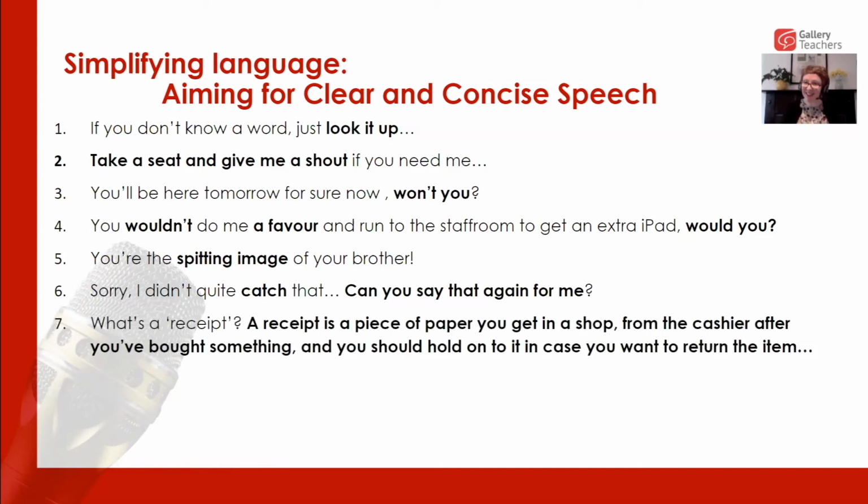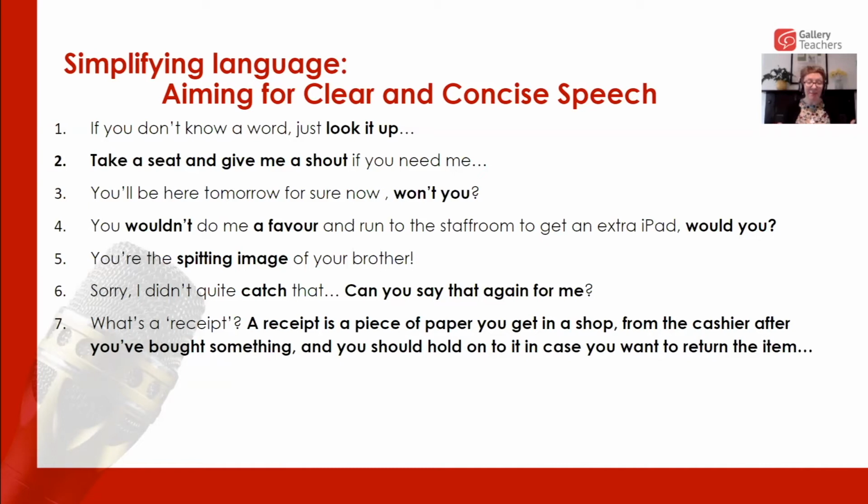And the last sentence I want to look at with you this morning is, oh, you're teaching that lesson on shopping vocabulary and your student doesn't seem to understand the word receipt. So of course you're very helpful teacher and you say, oh, what's a receipt? Look, I'll tell you. A receipt is a piece of paper you get in a shop from the cashier after you've bought something, and you should hold on to it in case you want to return the item.